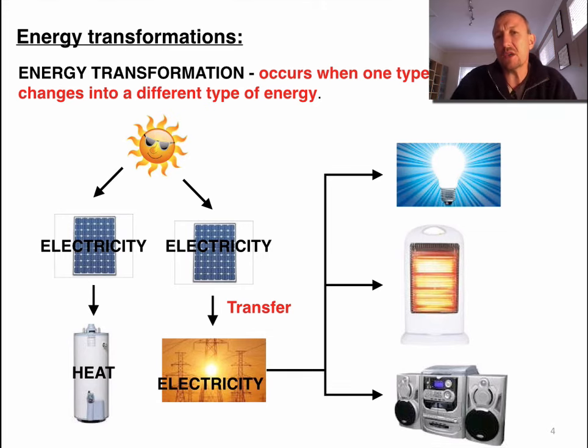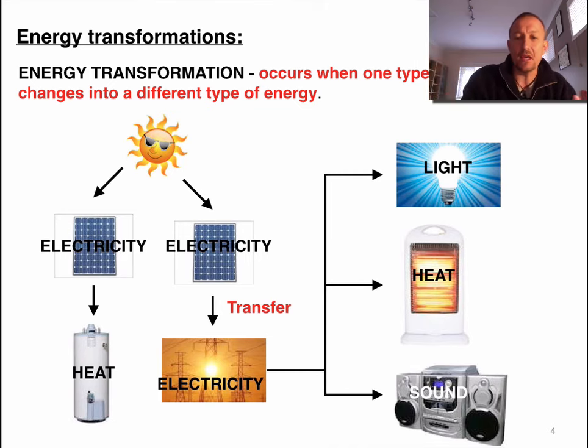However, what do we use that electricity for when we get into our house? Well, there's a variety of different things that we can add. We can add light, we can add heat, or we could add sound. But notice we've got electricity going to light, heat, and sound. They're all different. So as a result, we've got an energy transformation.